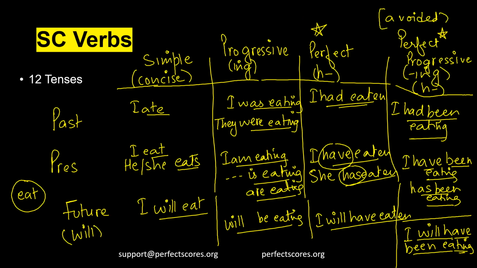So this is avoided. This is used only in specific cases. And if you do get a choice between the simple and the progressive, always choose the simple one. So this is the best one to use. But in some cases, you can use the perfect tense as well. So do you have any questions about these 12 tenses?